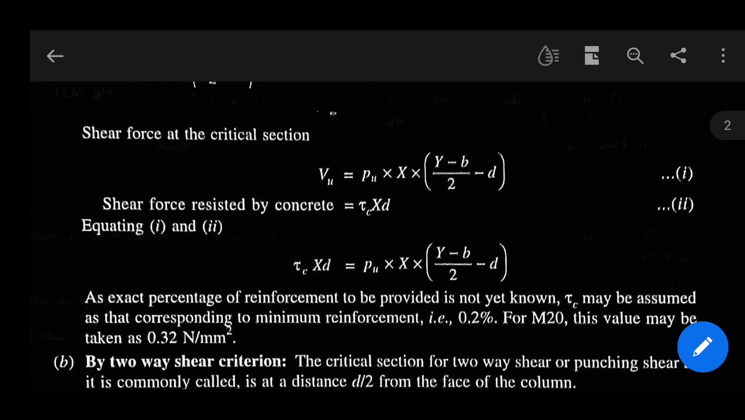If we take 0.2% and fck is M20, then the value will be 0.32 Newton per millimeter square as per table number 19 of IS 456 2000.